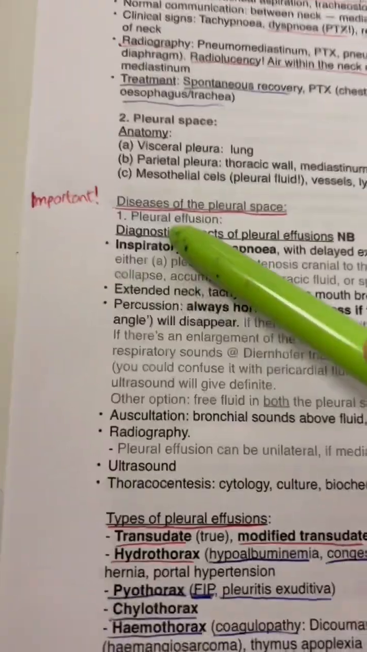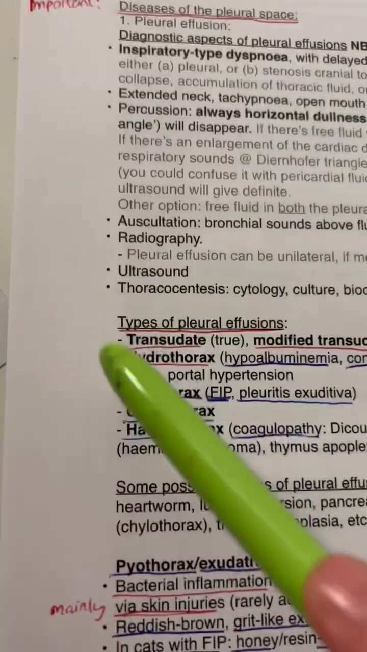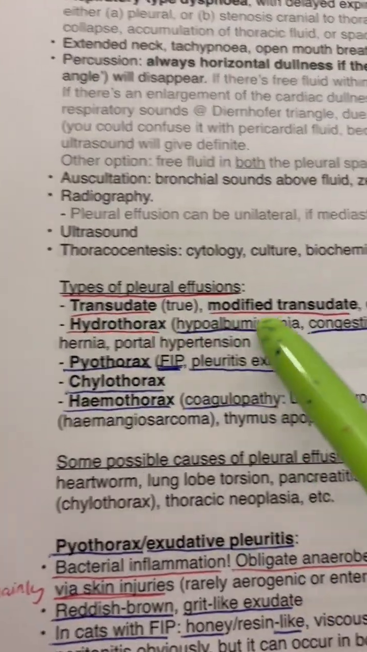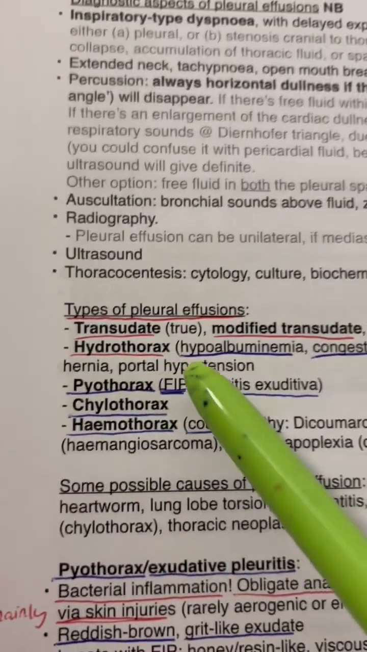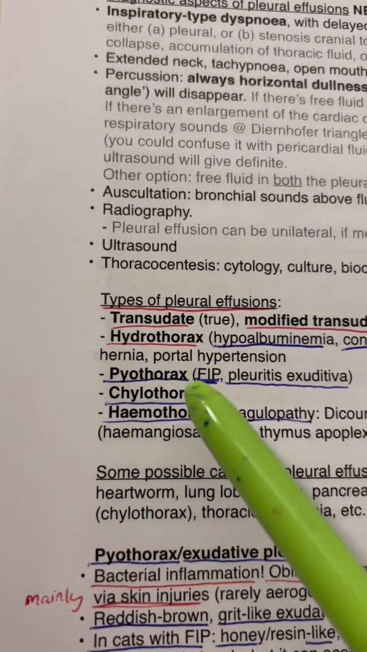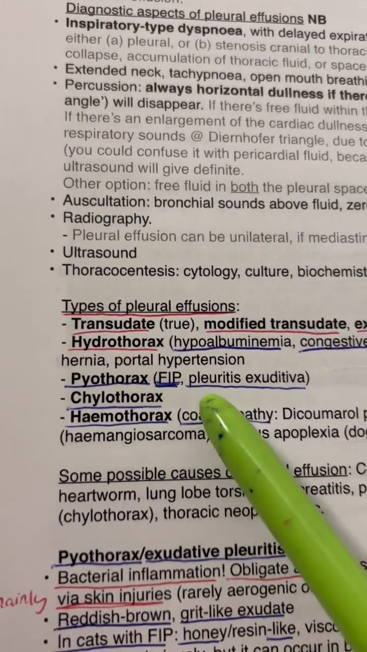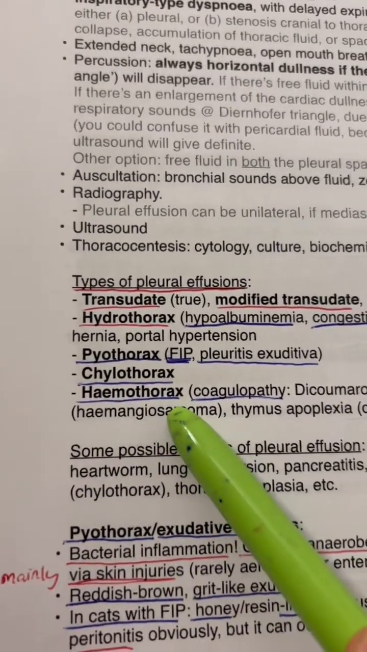And this is the most important part of this topic. So, diseases of the pleural space. The types of pleural effusions: you have transudate, modified transudate, and exudate. You have hydrothorax, which can be caused by hypoalbuminemia and congestive heart failure. Pyrothorax, which is from FIP and is also known as pleuritis exudativa, and chylothorax and hemothorax, which can be caused by coagulopathy.